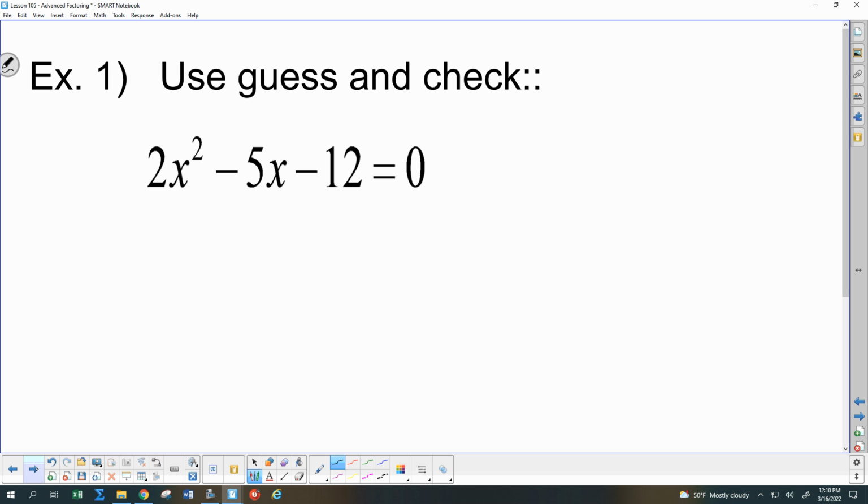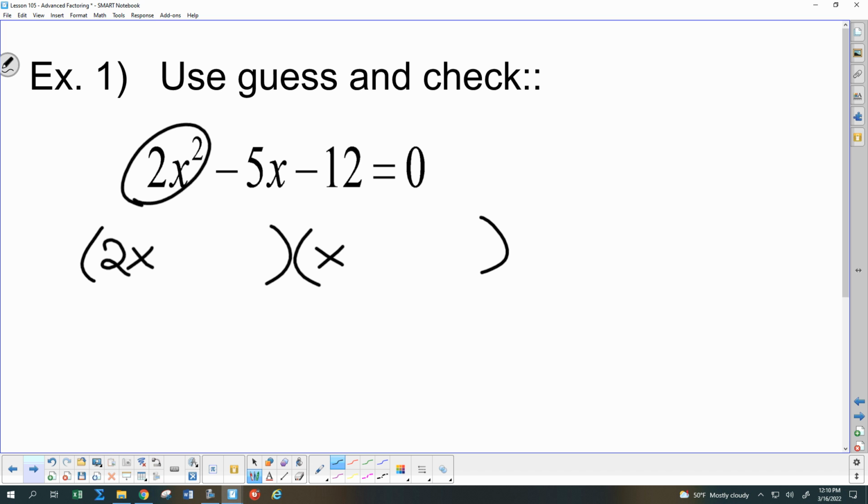So same problem that we just did. If I have something that starts with 2x squared, 2 is prime. The only way I can get 2 is 2 times 1 or 1 times 2. So the only way I can get 2x squared is 2x times x or x times 2x.